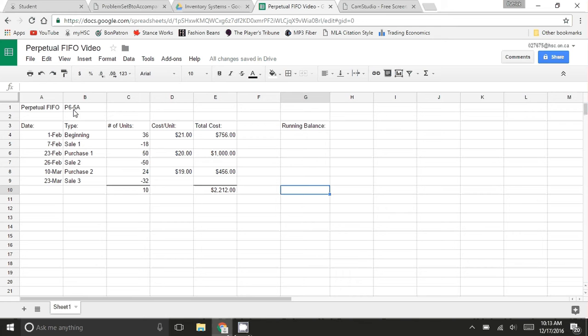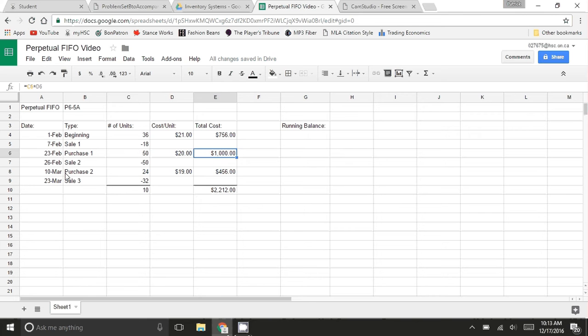So I have the initial data in here. The beginning inventory on February the 1st was 36 at $21 a unit, which gives us a total cost of inventory of $756 for the beginning inventory. Then on the 7th of February we had a sale, so I put that in as negative 18 because we're taking units out of the inventory, and the sales price doesn't really matter for this, so I didn't put it in. And then for purchase 1 on the 23rd of February, we bought 50 units at $20 a unit for a total cost of $1,000.